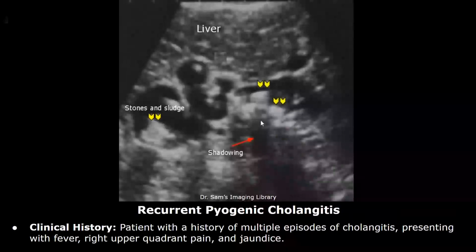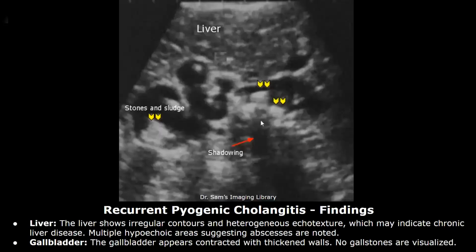Now we have a report of recurrent pyogenic cholangitis. Clinical history: patient with a history of multiple episodes of cholangitis, presenting with fever, right upper quadrant pain, and jaundice. The liver shows irregular contours and heterogeneous echo texture, which may indicate chronic liver disease. Multiple hypoechoic areas suggesting abscesses are noted. The gallbladder appears contracted with thickened walls. No gallstones are visualized.